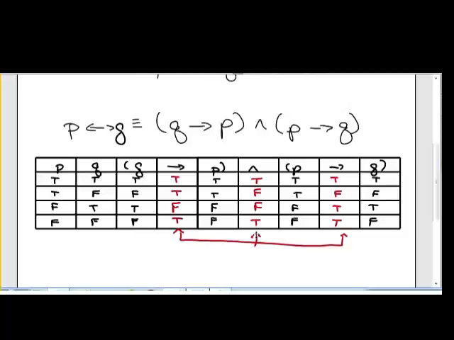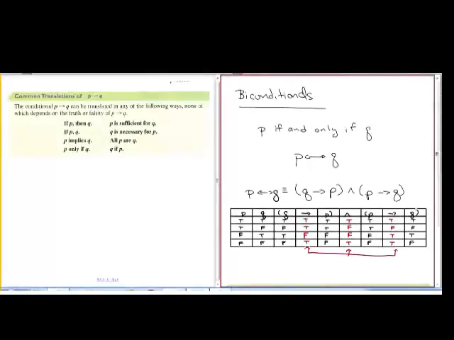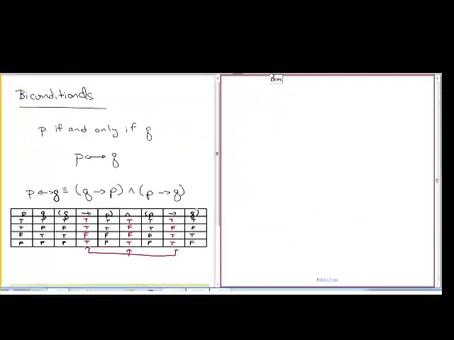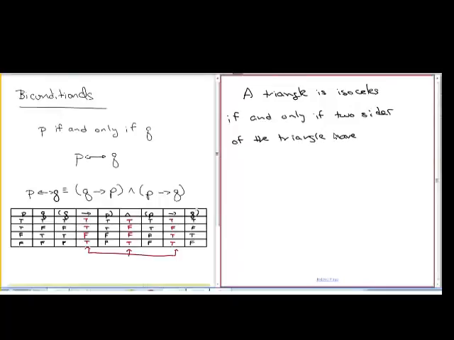I looked up online for an example of a biconditional statement, and everybody seems to use the same example, so it seems like I should use the same example. It has to do with geometry. A triangle is isosceles if and only if two sides of the triangle have equal length.